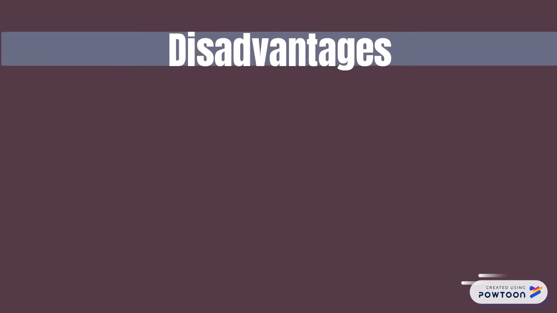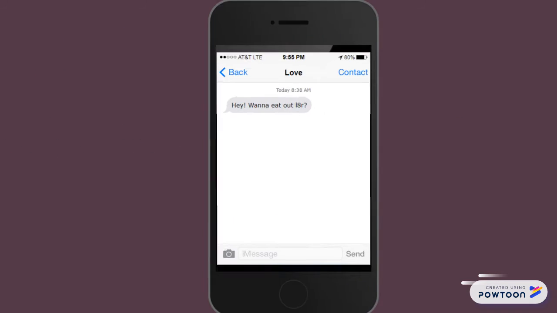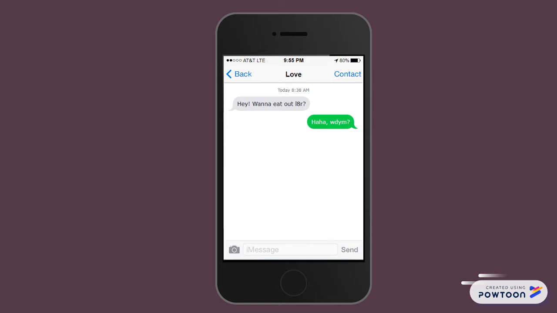However, it has some disadvantages too. It does not have the concept of semantic noise. Semantic noise is what happens when the sender and the receiver have different meanings for the same message. For example, your friend could interpret the message as you asking them out on a date. And for clarification, your friend responds with, "Haha, what do you mean?"